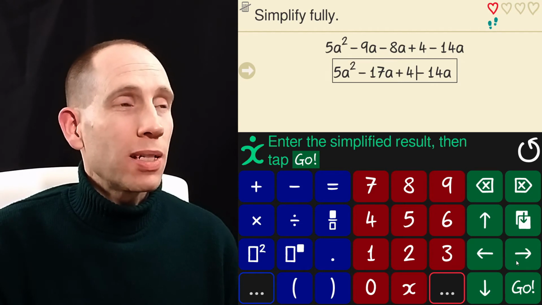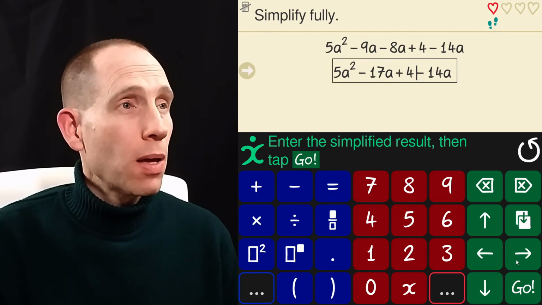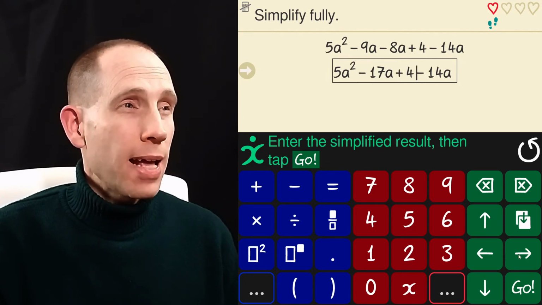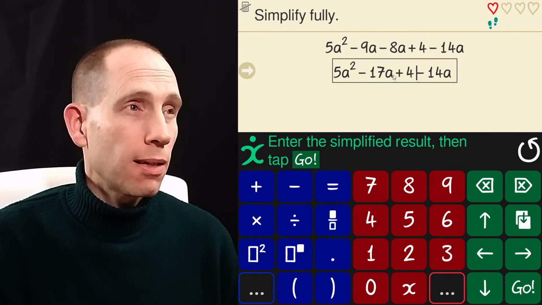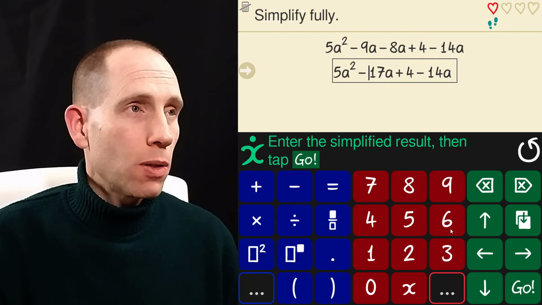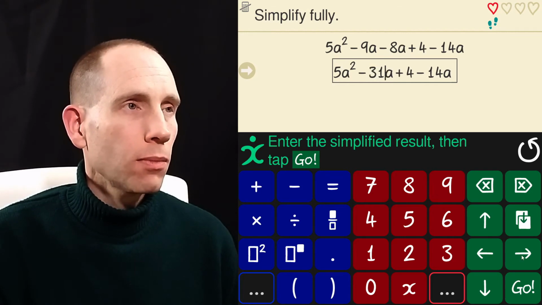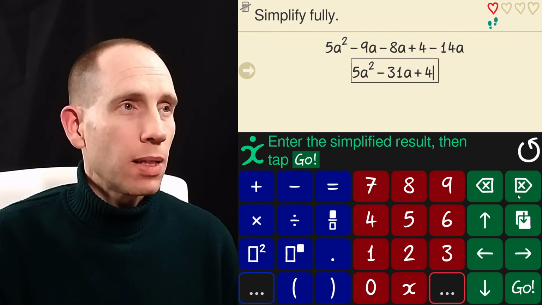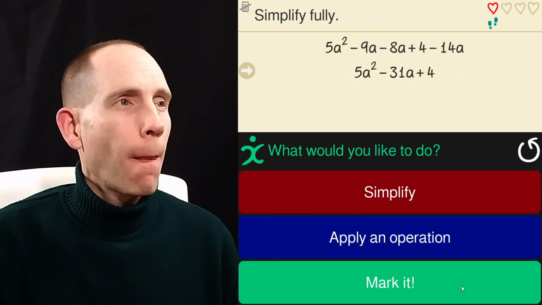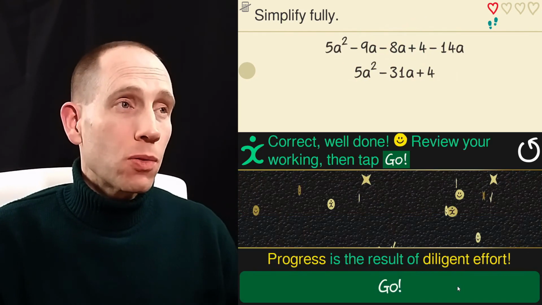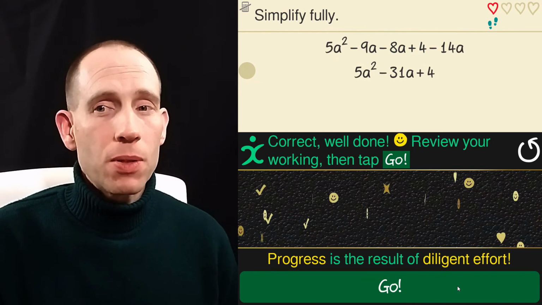Then plus 4 is a different type of term, that's a constant term. And then minus 14a, so I'm going to do minus 17, take away 14. I think that's going to be minus 31. Let's see if I've summed that together correctly. Yep, it likes that. Okay. Yeah, so in step check mode, it'll do a little checking on each step that you do.